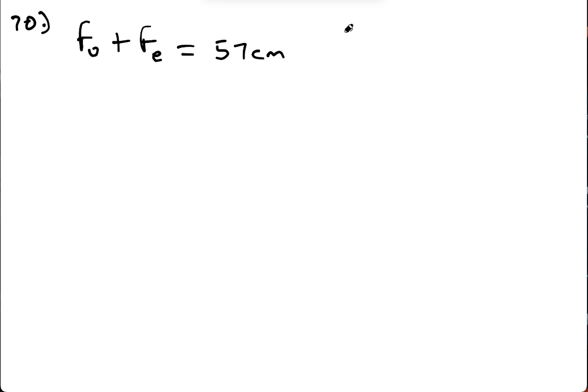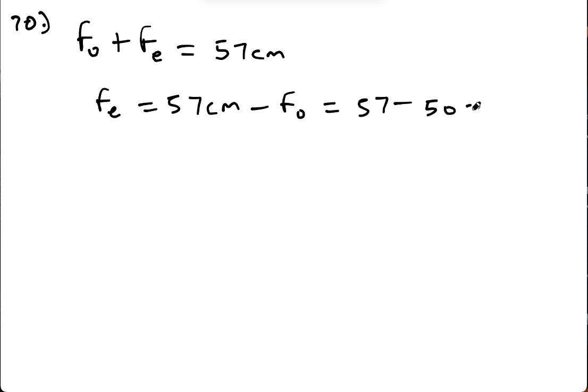So we have been given some information in that place. We're given the focal length of the objective lens. So with that, the focal length of the eyepiece will then be 57 centimeters minus f of the objective lens, and since that is the case, this will be equal to 57 minus f naught, which was given as 50 centimeters, so this will be 7 centimeters.